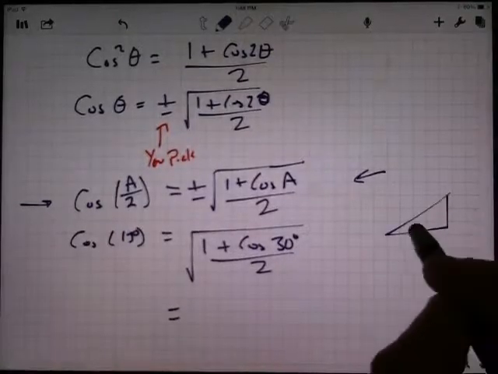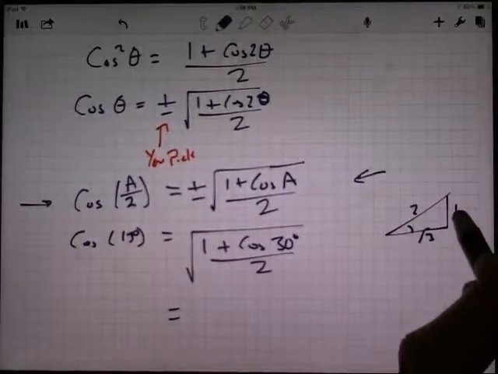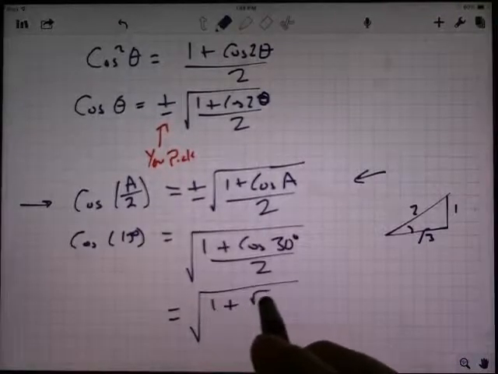Draw this triangle, maybe you've seen this before. 1, 2, square root of 3, 30 degrees, the cosine is radical 3 over 2. Right, it still is. It was just a moment ago. Huh, funny how that works.